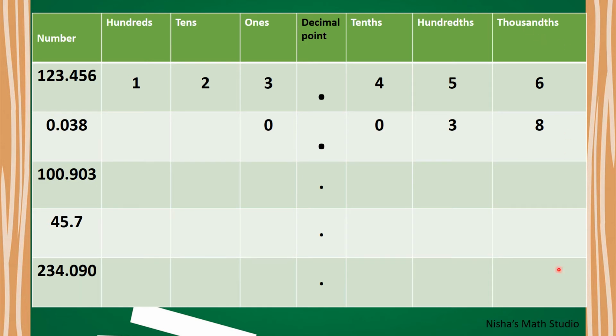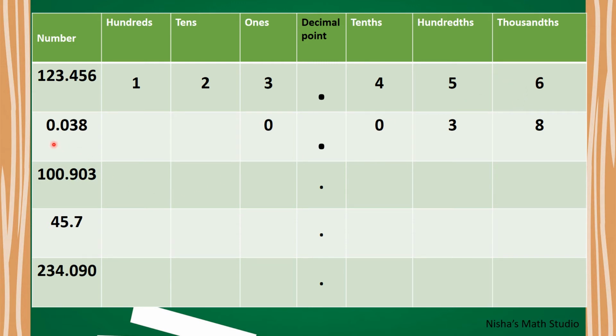This is the place value chart for the decimal numbers. Usually till now we used to write ones, tens, hundreds, thousands and so on. But now you have the decimal point plus you have the tenths place, hundredths place and thousandths place. So if you take up this number 123.456, 1 is written in the hundreds place, 2 in tens, 3 in ones place. A decimal point separates the whole number and the decimal part. 4 is in the tenths place, 5 is in the hundredths place and 6 is in the thousandths place.